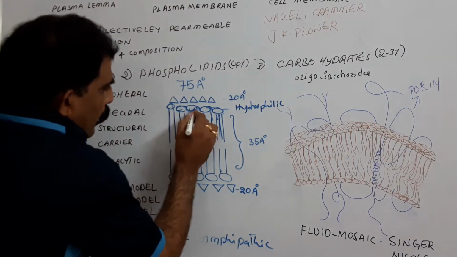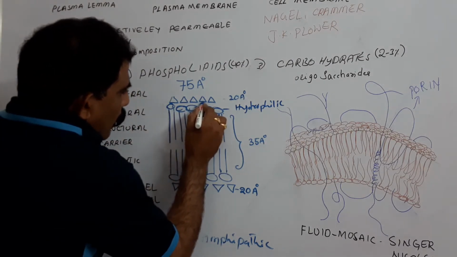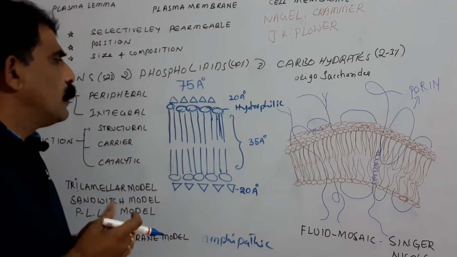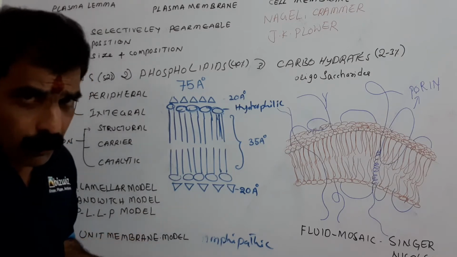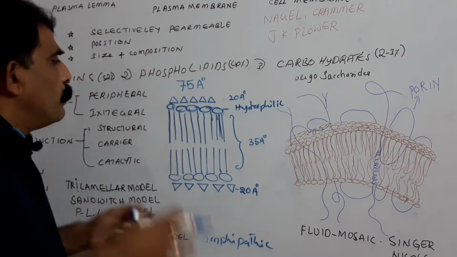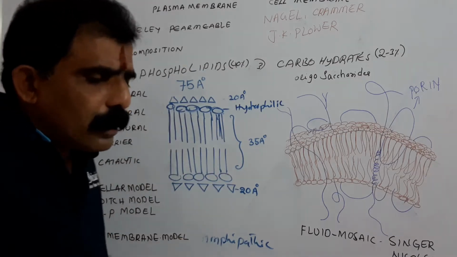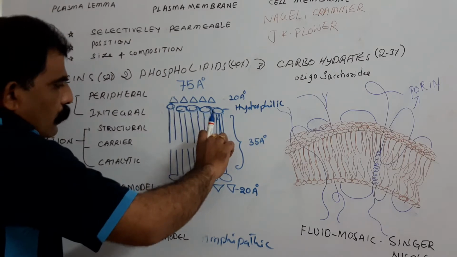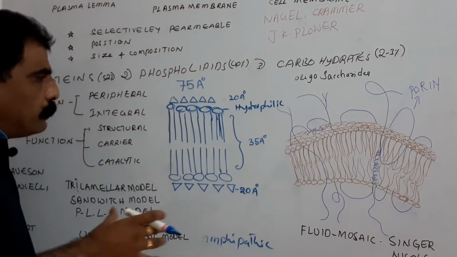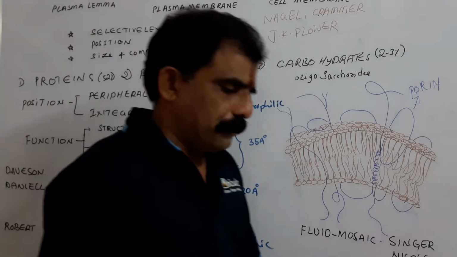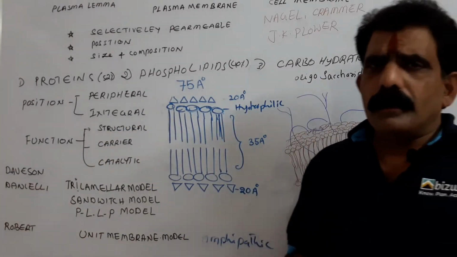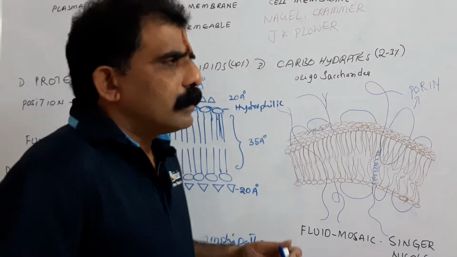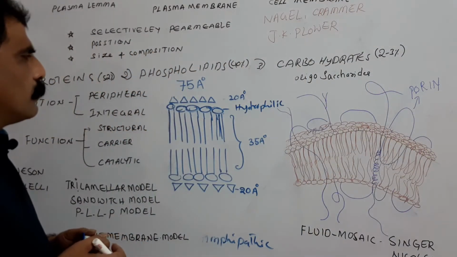And in between the heads of the lipid molecules and outside the lipid molecules, proteins are there. In between the proteins and lipids, ionic bonds and hydrogen bonds are present. So in between the proteins and heads of the lipid molecules, ionic and hydrogen bonds, and in between the tails of the monolipid layers, van der Waals forces. Due to this, a bilipid layer is formed. Always the lipids are present in the bilipid layer.